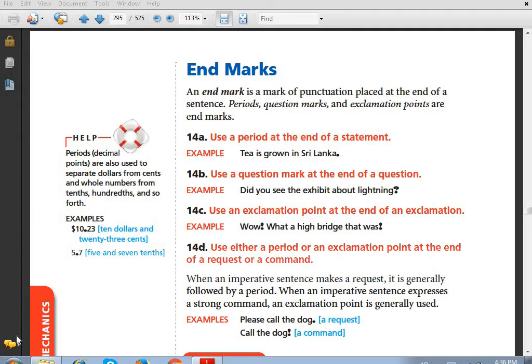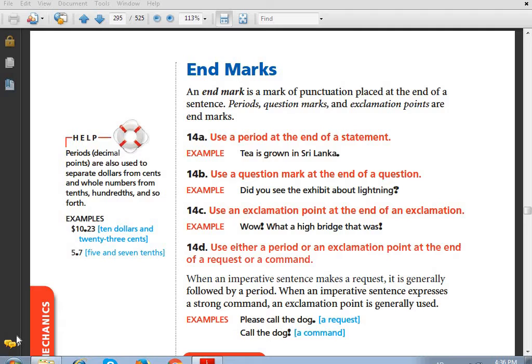This means, guys, that an end mark, I think you know, is the mark by which we can end any sentence, and this end mark has three kinds. These three kinds of end marks are the period, question mark, and exclamation point. Okay, let's take it one by one. Let's start with the period.